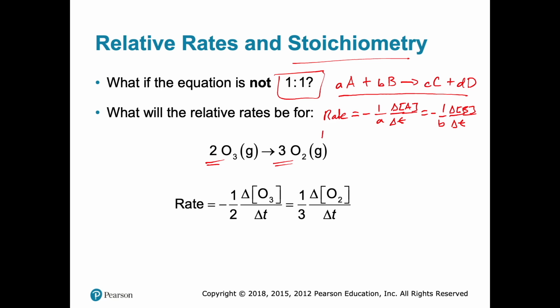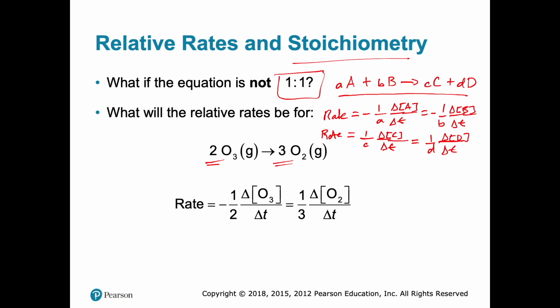You can do that on the product side as well. The rate equals, since it's a product this time, it's not going to be negative: 1 over little c times the change in concentration of big C, the product, divided by the change in time. That equals 1 over little d, and again it's positive this time because it's a product, times the change in the concentration of big D over the change in T, or time.